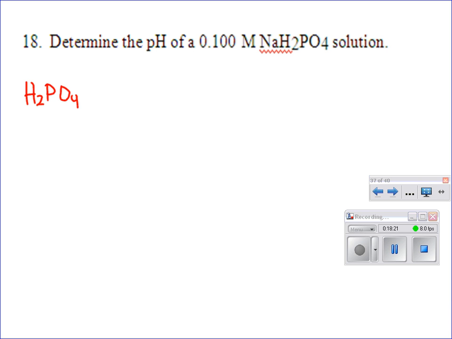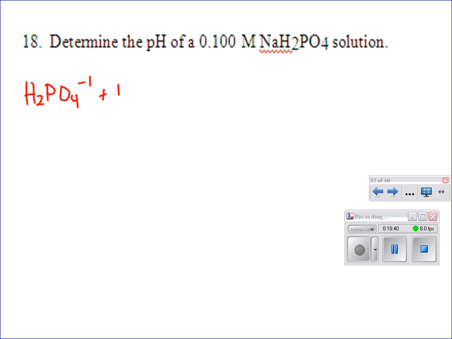H2PO4 what? Plus? Did I hear plus? I just had a heart attack because you said plus. Minus. Minus. Okay. The sodium ion comes from that sodium hydroxide. That's not going to undergo hydrolysis. This will. But here's the twist.